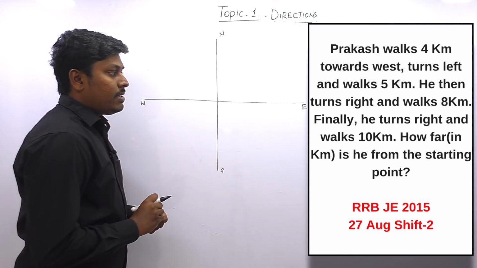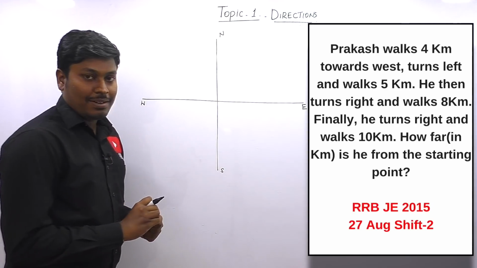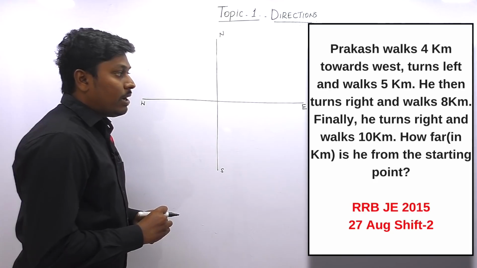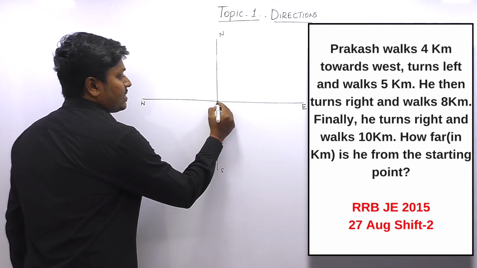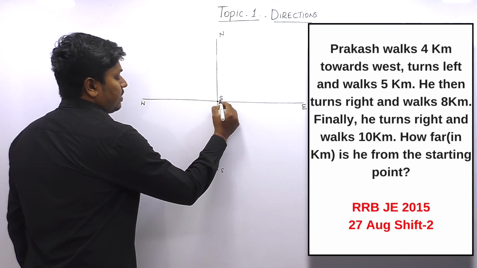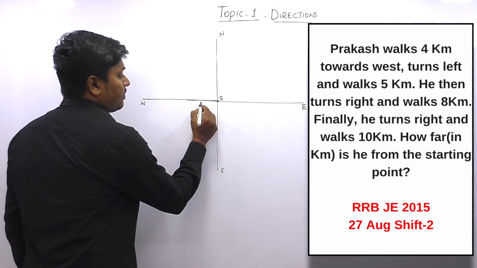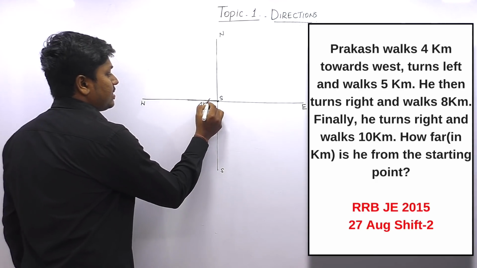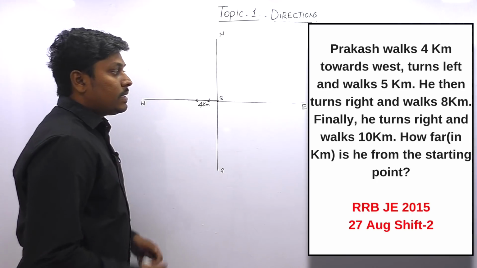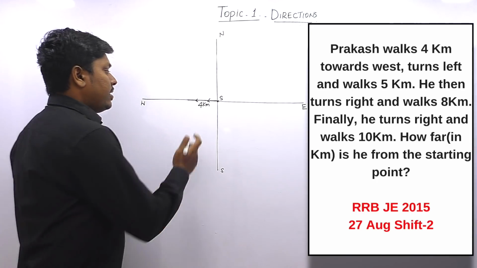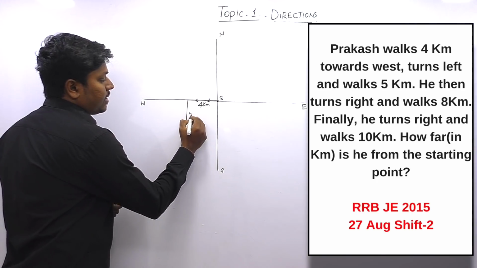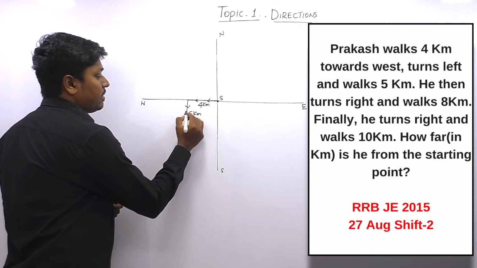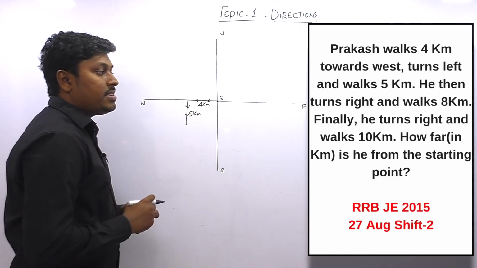Question number 3, and this was asked in 27th August, shift number 2. Prakash walks 4 km towards the western side. So this will be the starting point. From here, Prakash is walking 4 km, that is towards a western side. Turn left and walk 5 km. So from here, he is turning left and walking 5 km. So this will be the left hand side and finally reaching this point.